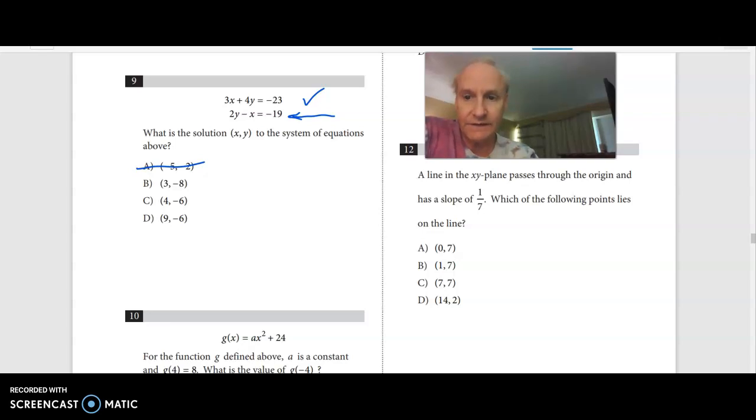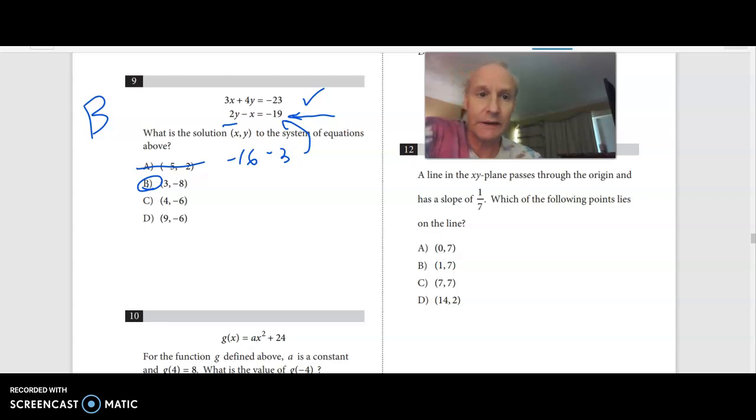The second answer, let's switch these two. And so I'm going to put the y right there. -8 times 2 is -16 minus 3. And sure enough, I get the -19. Now, does that second answer fit the first equation? 3 times 3 is 9. Minus 32 is -23. And B is the answer.